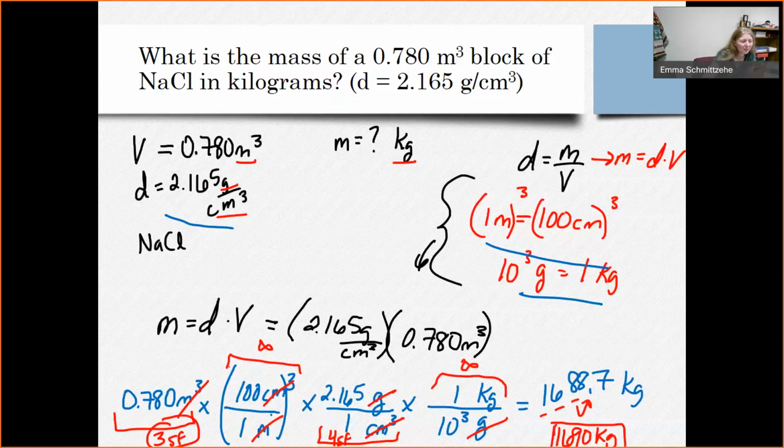Or if you don't want to write that 0 because it makes it look like, I guess to some people, 4 sig figs, then you can write 1.69 times 10 to the third kilograms, and that is also acceptable. Both are correct. This one in scientific notation is more clear to people how many sig figs it has. Okay. So that is one example. Let's look at one more example.